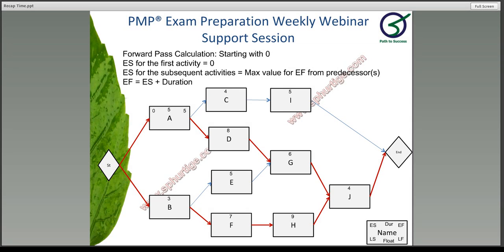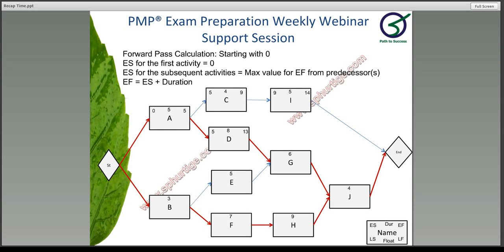Since A is finishing on the 5th, C and D can start on the 5th day. C, the duration is 4 days, so 5 plus 4 is going to be 9. I is going to be 5 days, so it starts on 9th, so 9 plus 5 is going to be 14. Now let's move on to D. It takes 8 days, so starting on the 5th, so 5 plus 8 is 13.